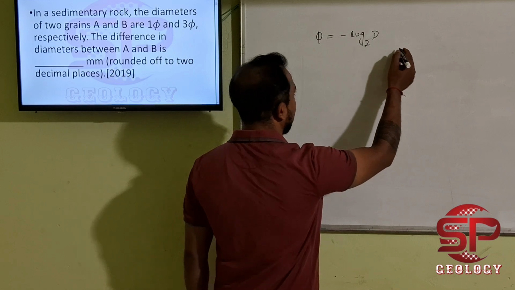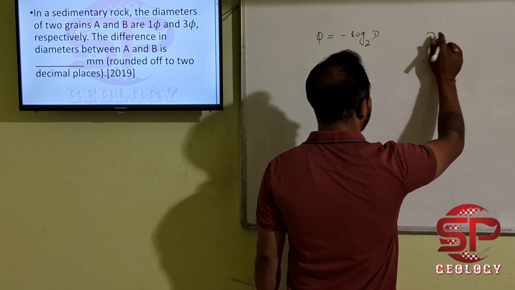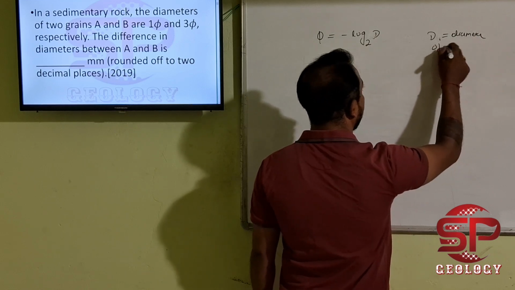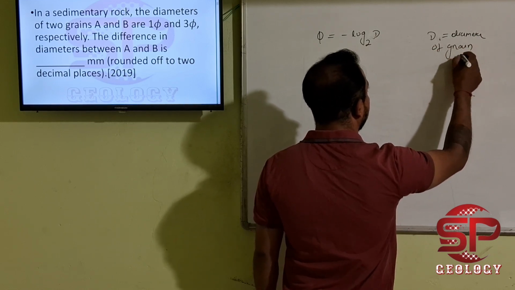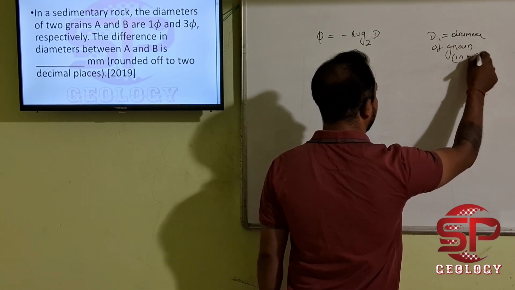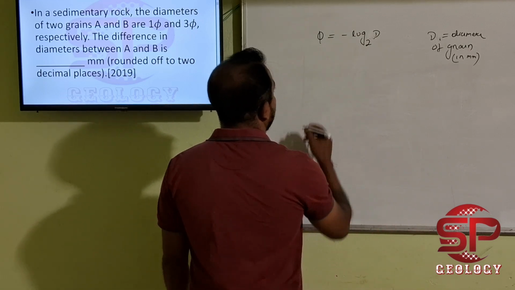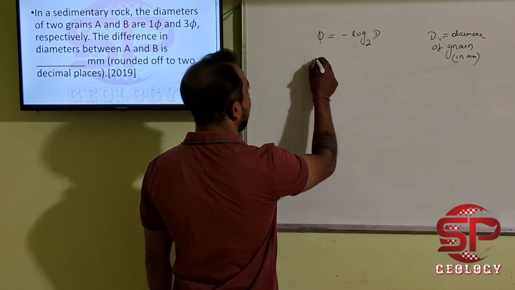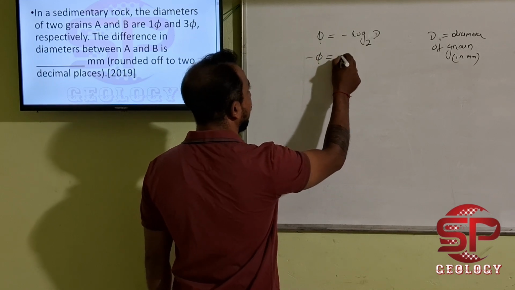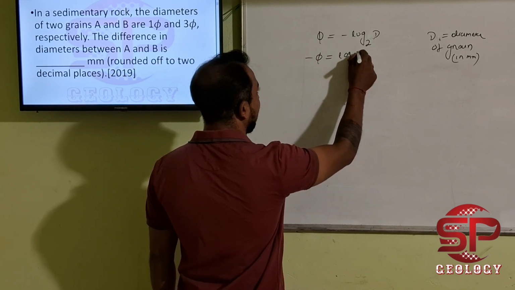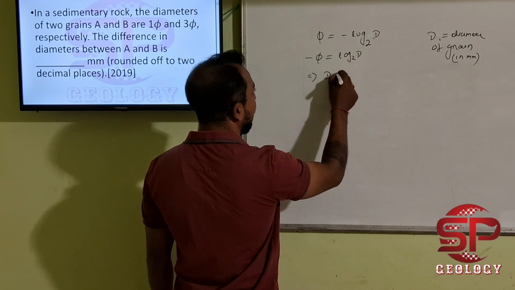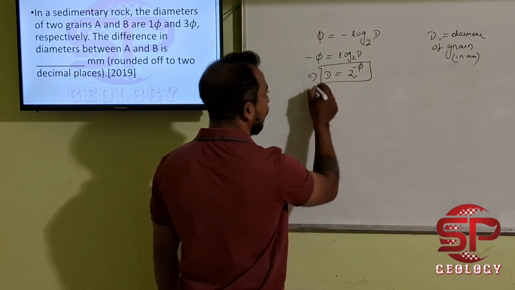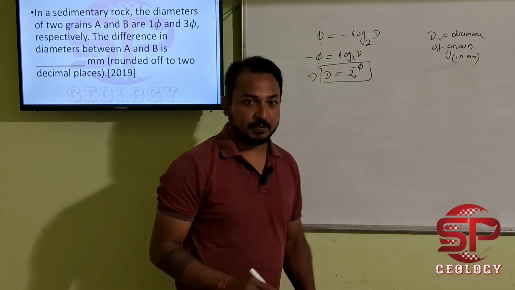d. So d is the diameter of the grain, in millimeters. So if phi is minus log 2 d, then you can write it like this: minus phi equals log 2 d. So then d will be 2 to the power minus phi. This is the relationship: d equals 2 to the power minus phi.